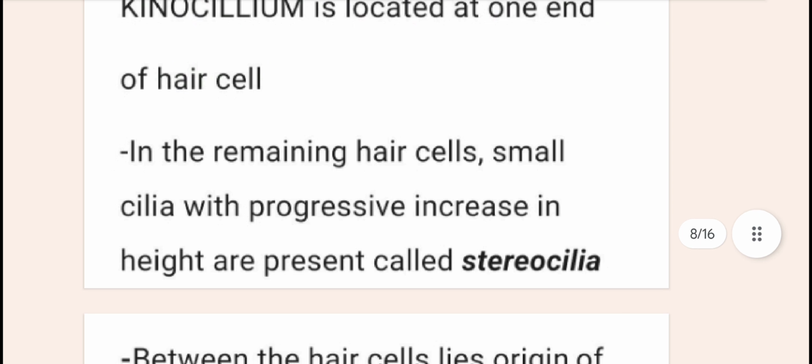In the remaining hair cells, small cilia with progressive increase in height are present, called stereocilia. Okay, two types of processes of the hair cells are seen here. One is the kinocilium, present at one end, and the other cilia are called stereocilia, with progressive increase in height in the remaining hair cells.